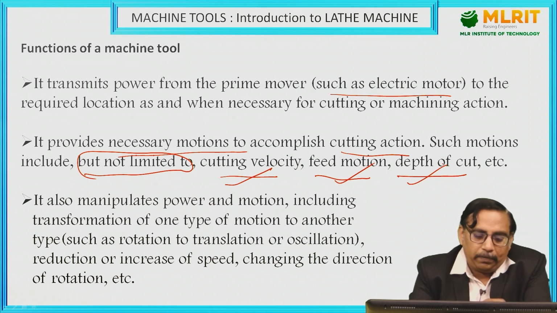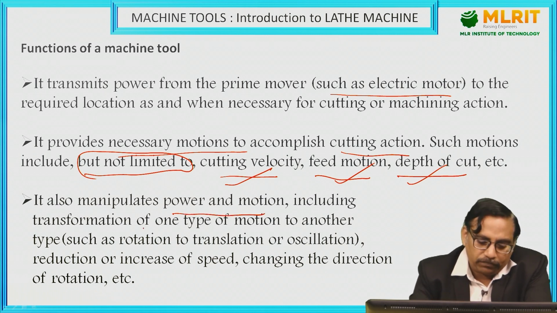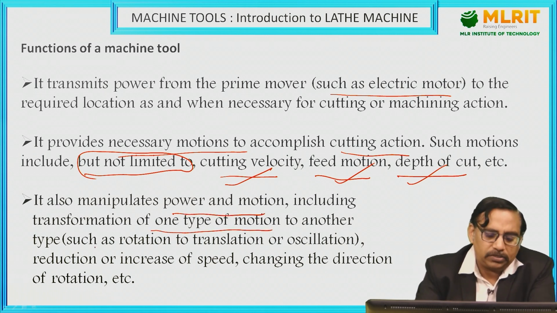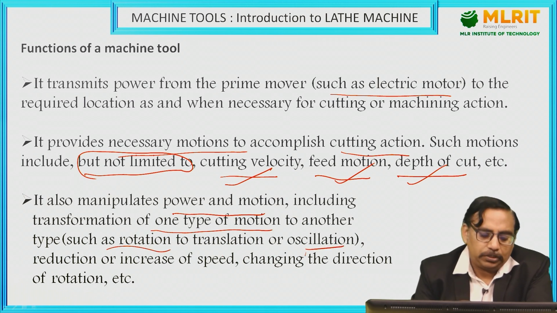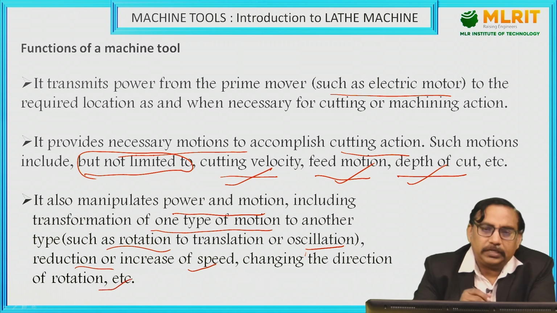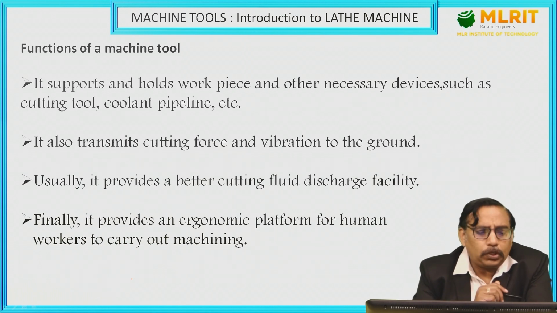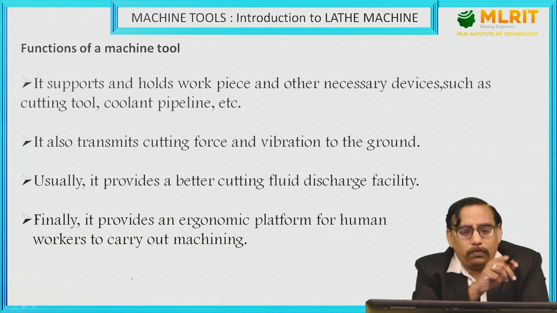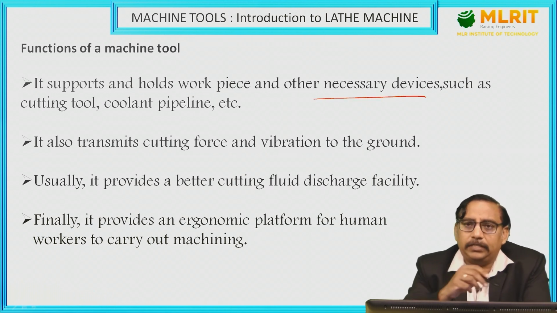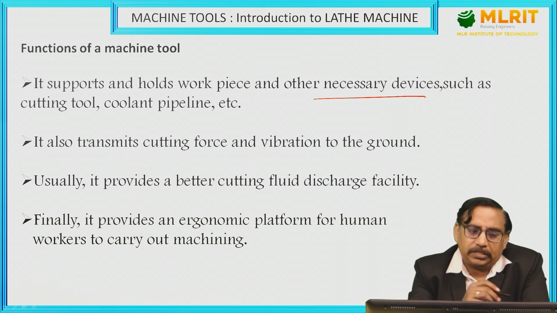So it also manipulates power and motion, including transformation of one type of motion to another, such as rotation to translation or oscillation, reduction or increasing of speed, changing the direction of rotation, that is clockwise or anti-clockwise, whichever is favorable for that particular machining operation. So it should support and hold the workpiece and other necessary devices, that is tool holding devices such as the cutting tool.